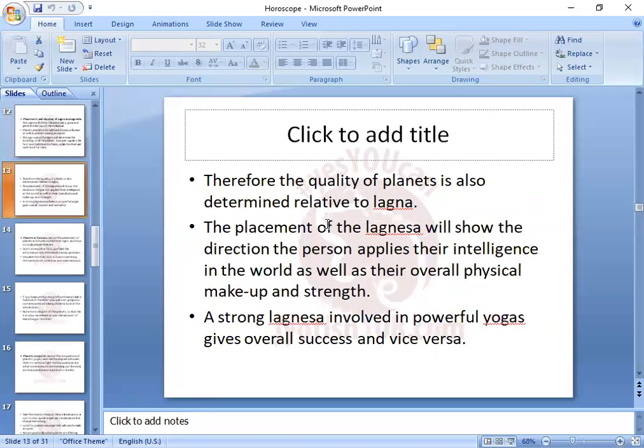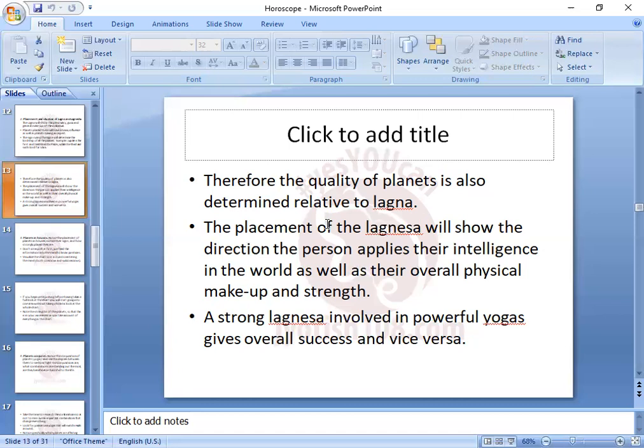The quality of planets is also determined relative to Lagna. So this is very, very important. For example, I'll just give you a particular example. Just let me read this out. The placement of the Lagnesha will show the direction in which the person applies their intelligence in the world, as well as their overall physical makeup and strength.